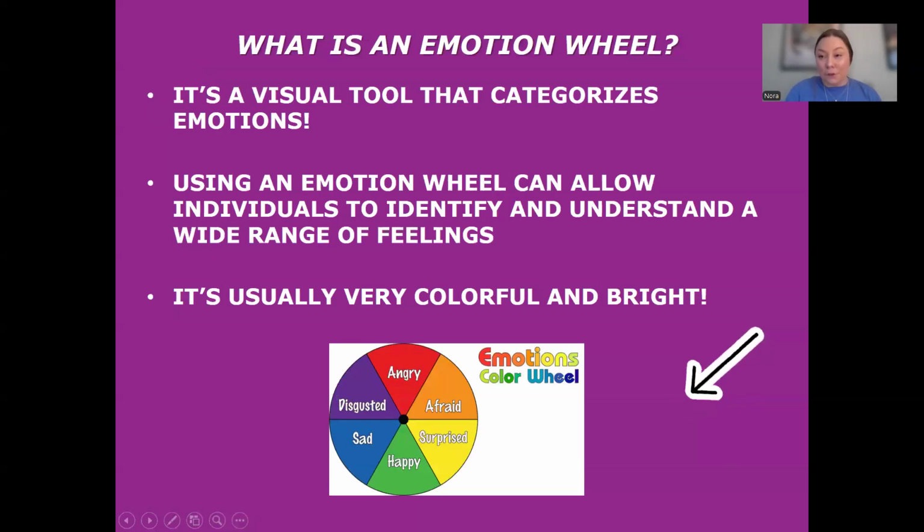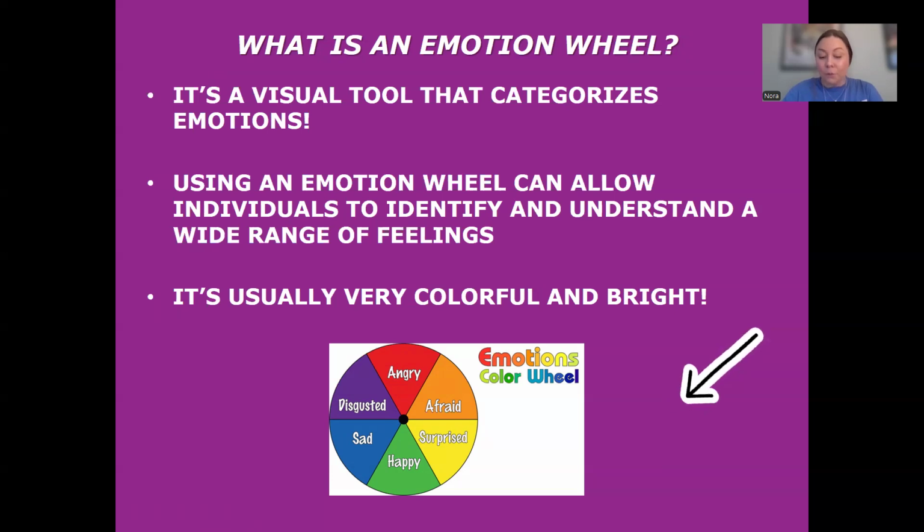So, what is an emotion wheel? It's a visual tool that categorizes emotions. It's also a fun way to show how you feel using colors. Each colored section of the wheel represents a different emotion. For instance, the color blue represents emotions such as sad, upset, or lonely, which kind of reminds me of the character Sadness from the movie Inside Out.